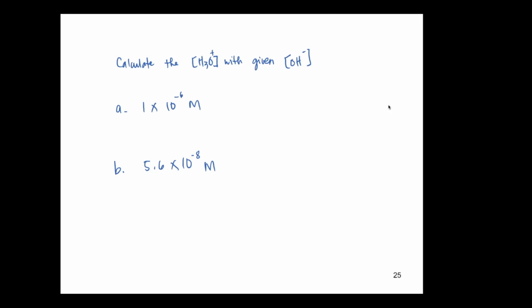Okay, so to calculate the H3O concentration given the OH concentration, again, we will divide the water dissociation constant. So we have here H3O is equal to 1 times 10 raised to negative 14 molar divided by 1 times 10 raised to negative 6 molar. So that would be equal to 1 times 10 raised to negative 8 molar.